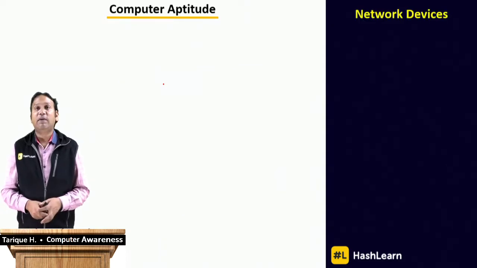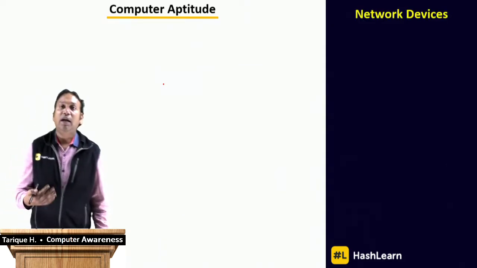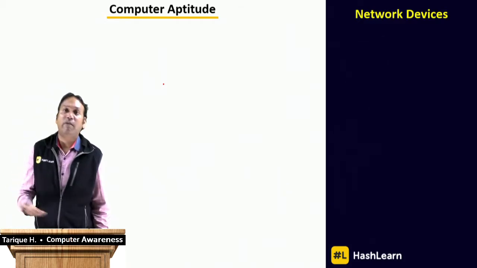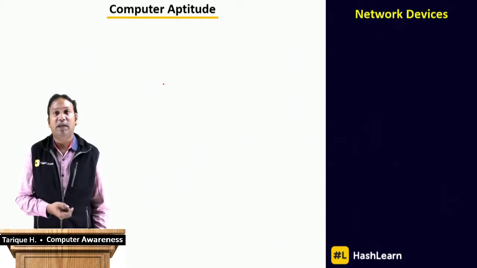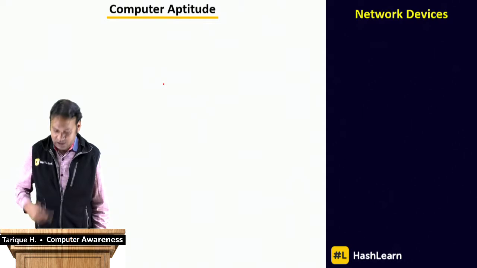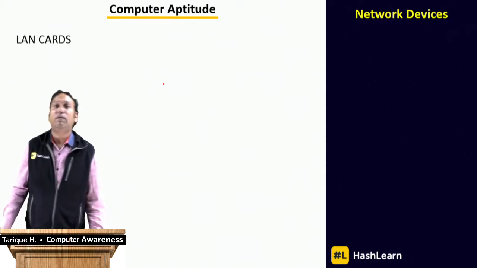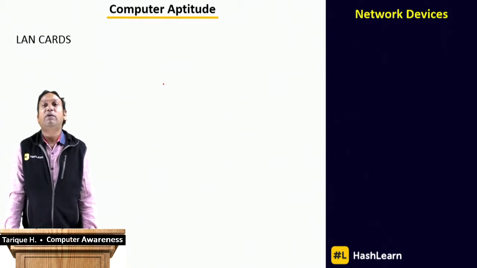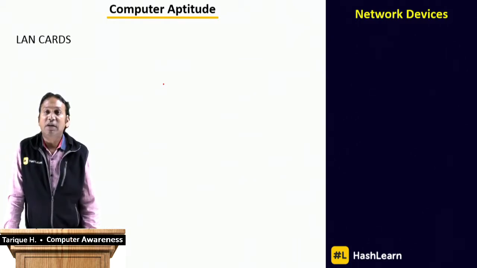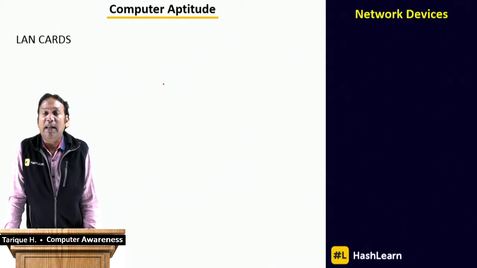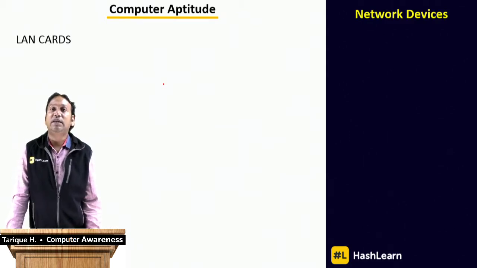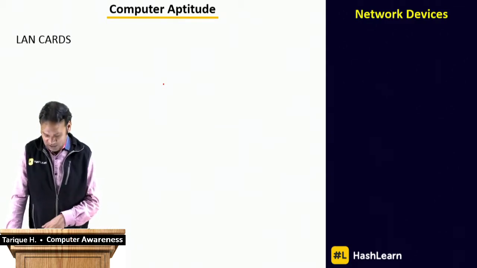Next we'll look at some of the important network devices, the basic devices that one can be familiar with even if one has not studied computer science in graduation or in depth. So let's understand. The first one is the LAN card. When you want to connect two computers, how will the computers be able to communicate with each other? The first thing that we need to install in the computer is a LAN card, which is also called an Ethernet card or network interface card. Let's understand what the LAN card is.